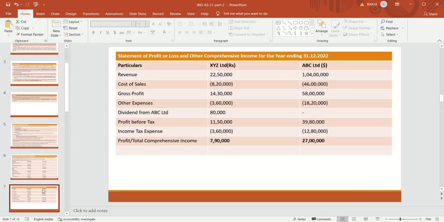Then this is the profit and loss and comprehensive income for the year ended 31st December 2022, with XYZ Limited in rupees and ABC Limited in dollars. Revenue is 22,50,000 and the total comprehensive income will be 7,90,000. Dividend paid, gross profit and expenses are also shown. And ABC Limited in dollars has total comprehensive income of 27 lakhs.